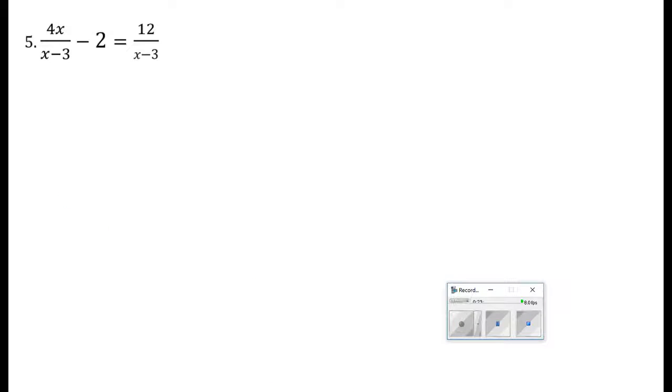Number 5, 4x divided by x minus 3 minus 2 equals 12 over x minus 3. So the first thing I want to do here is figure out what's my common denominator. That happens to be x minus 3, because that has a factor of x minus 3, that doesn't, but that has a factor of x minus 3. So, what value do I need to throw out is the first question I always need to think of. What value can I plug into the denominator to get 0, so x cannot equal 3?